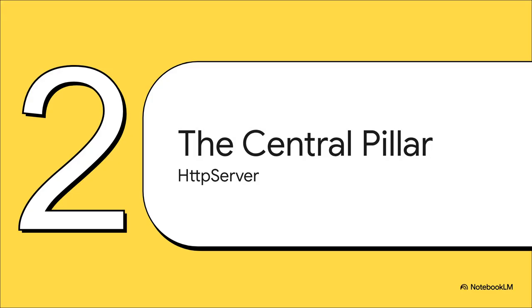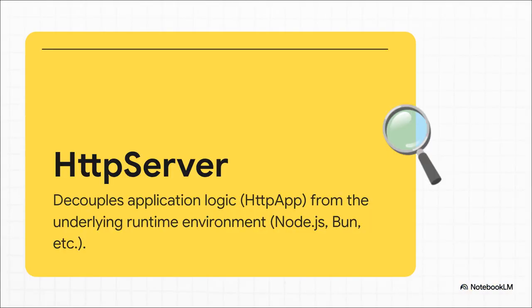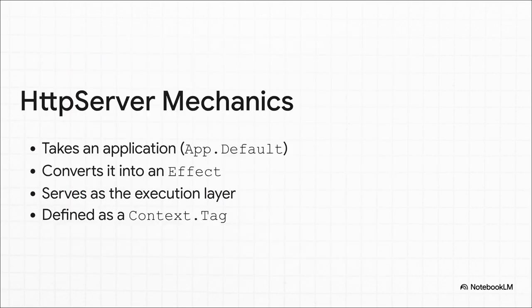Okay, and this is where the whole Effect philosophy just shines. See, instead of trying to fight this tight coupling, they just design the problem away from the very beginning, which brings us to the absolute central pillar of their server-side design, the HTTP server. So what is this thing, really? Well, you can think of the HTTP server as this beautiful, clean abstraction layer. Its entire job, its only purpose, is to create a separation between your application logic, what we call the HttpApp, and the actual runtime it's sitting on. We're talking Node.js, Bun, whatever comes next. It just separates them.